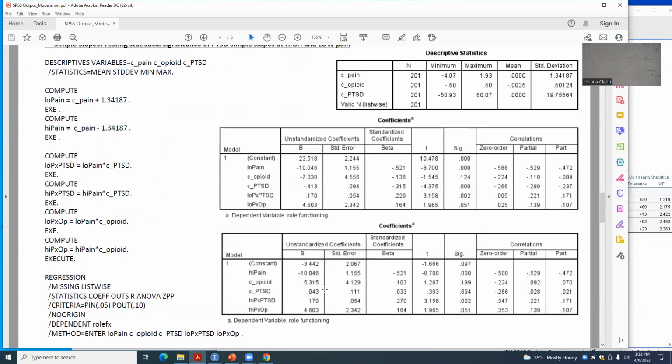Process this a little bit, and we'll jump into how do we go through and get at the simple slope for the other interaction term we have, because we want to look at the effect of pain on functioning for people who are and aren't using opiates, and that's a little bit different. So we'll get that when we get back.